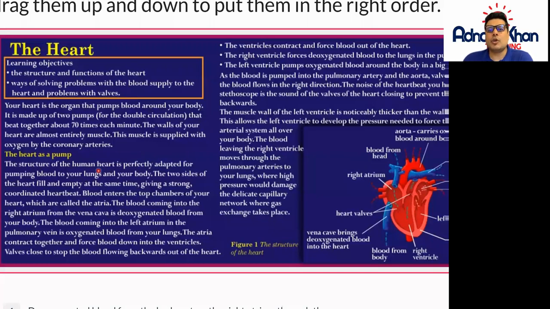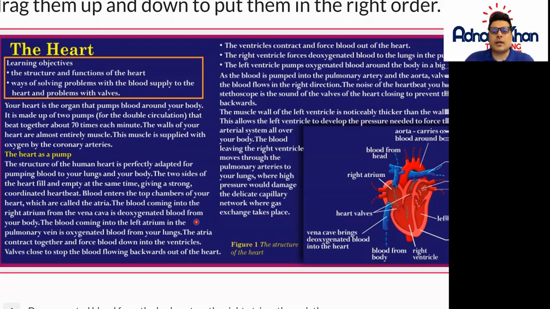So the structure of the human heart is perfectly adapted for pumping blood to your lungs and your body. The two sides of the heart fill and empty at the same time, giving a strong, coordinated heartbeat. So blood enters the top chambers of your heart, which are called the atria. The blood coming into the right atrium from the vena cava is deoxygenated blood from your body. The blood coming into the left atrium in the pulmonary vein is oxygenated blood from your lungs. So deoxygenated blood means blood that has no oxygen, and oxygenated blood means blood that has oxygen.